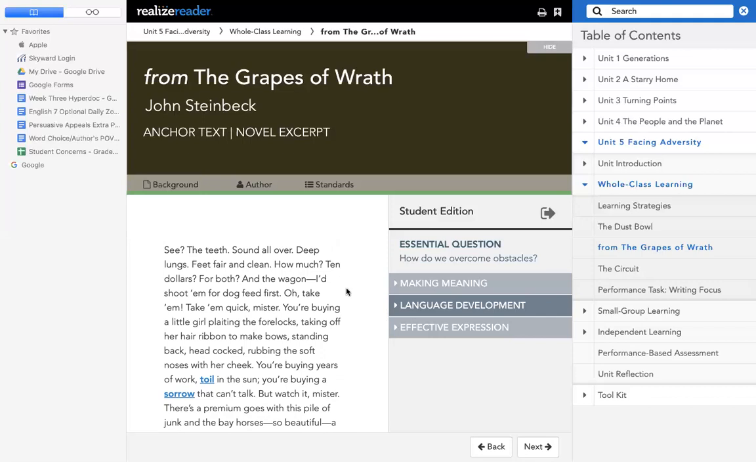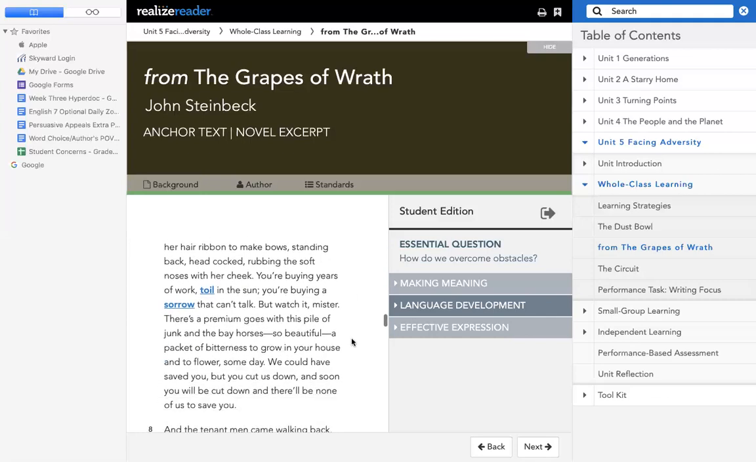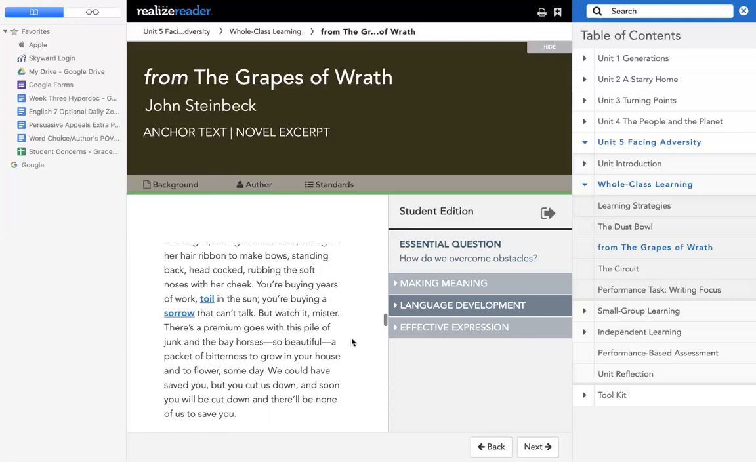$10 for both? In the wagon? I'd shoot 'em for dog feed first. Oh, take 'em. Take 'em quick, mister. You're buying a little girl plaiting the forelocks, taking off her hair ribbon to make bows, standing back, head cocked, rubbing the soft noses with her cheek. You're buying years of work, toil in the sun. You're buying a sorrow that can't talk.